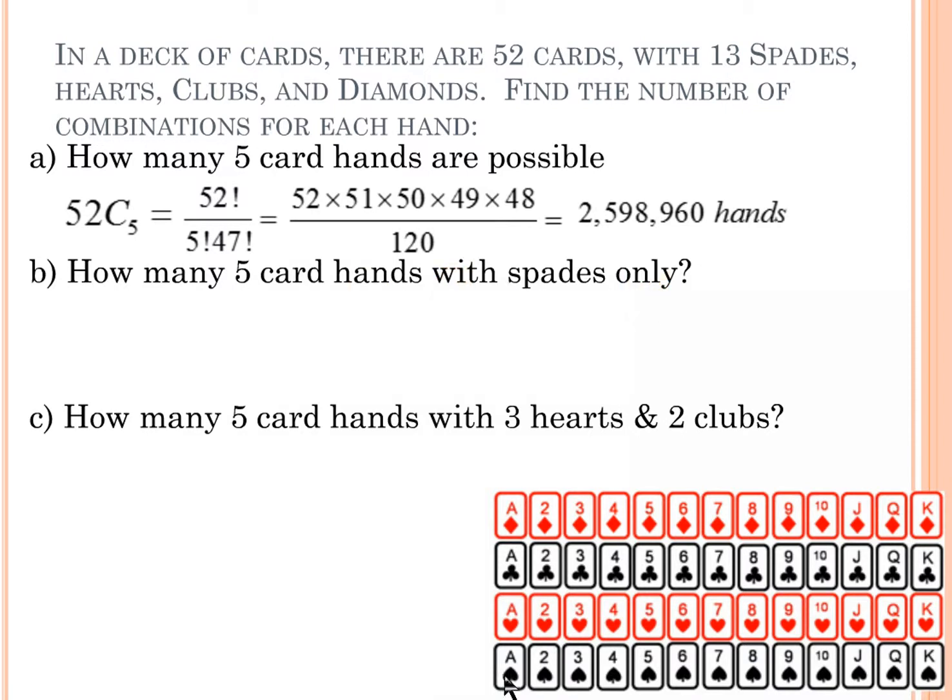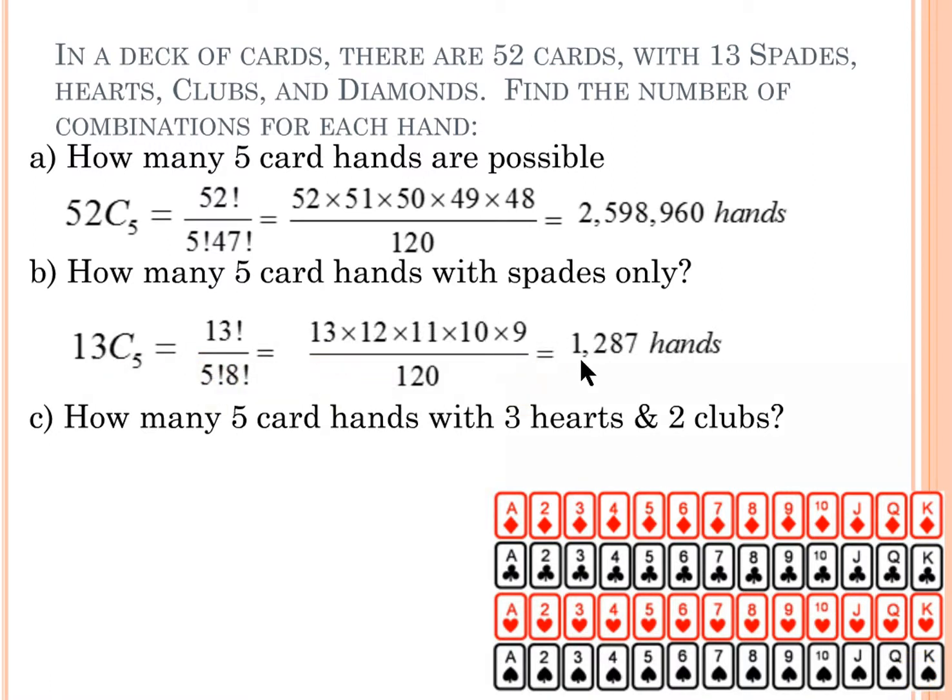Okay, so how many 5-card hands with spades only? All right, well, here are my spades at the bottom here, and I have 13 of these spades, and I want to know how many 5-card hands can I have with spades only. So I have 13 total, and I want to choose 5 of them. So 13, choose 5 gives me 1,287 hands. And once again, the 13, choose 5, you can put that in your calculator, and you'll get this number right here, 1,287 hands.